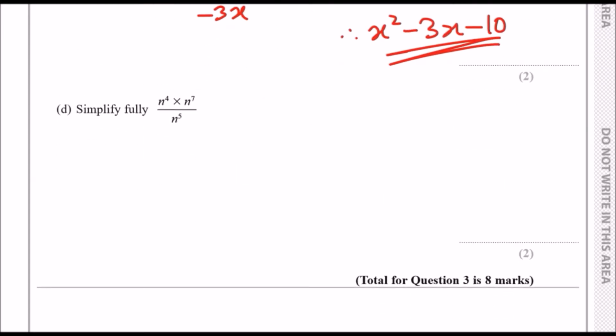And lastly, for part D, I think that's the last one, yep. Simplify fully this fraction. Now, when you're multiplying terms that have powers with the same bases, like n, you just simply add the powers, yeah? So n to the 4 times n to the 7. If you add up 4 and 7, you get n to the 11. And you still got n to the 5 below. When you divide, you subtract the powers. So 11 take away 5 is going to give us n to the 6. And that's it, guys. That's 3 done.